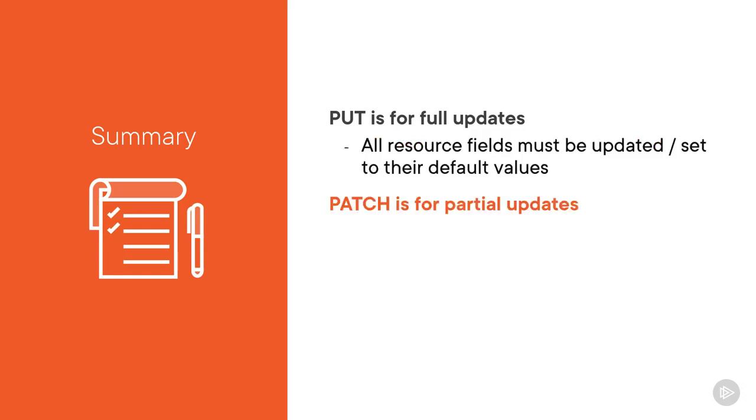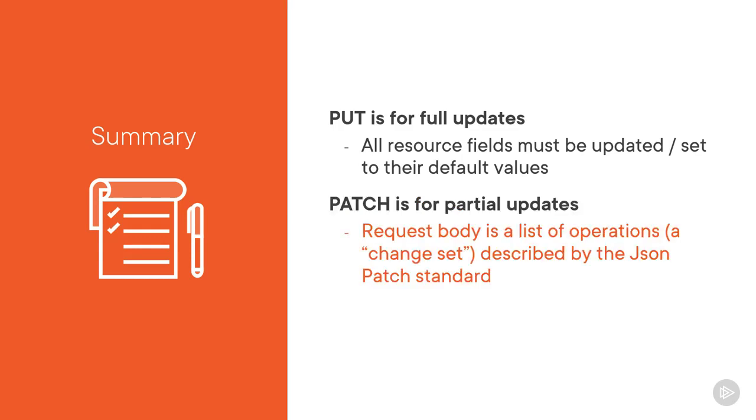Patch is for partial updates. It removes the overhead put requests can have. The body of such a request is a list of operations defined by the JSON patch standard. Patch is very powerful, and it is neither safe nor idempotent. It is the preferred approach for updating resources.